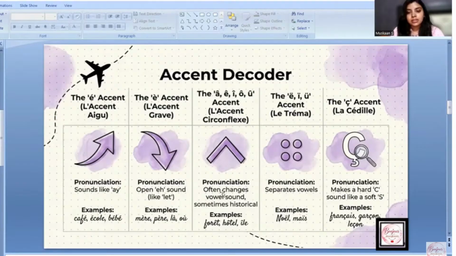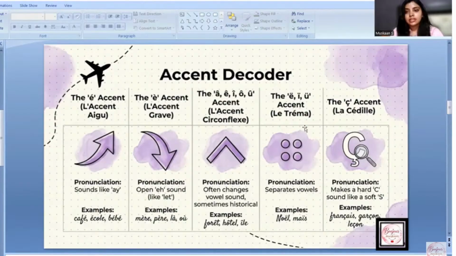Now let's see its pronunciation. It often changes the vowel sound, sometimes for historical reasons. So it changes the sound of the vowel sometimes, like forêt, hôtel, île. So its sound changes according to the vowel. It doesn't have any fixed sound, it just changes according to the vowel.